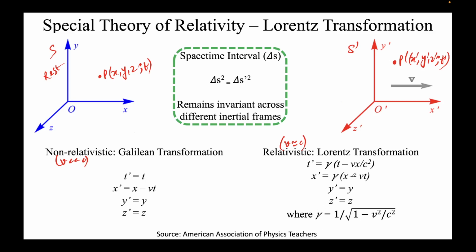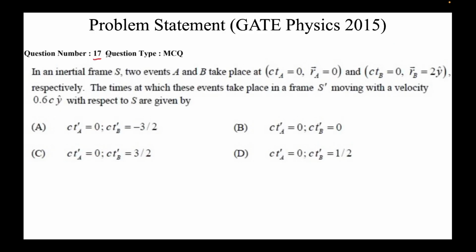So this is a very straightforward derivation. You can refer to textbooks, but this is the thing that's very commonly used. Note that y and z did not change because the movement of this S prime frame was only in the positive x direction. Now, coming back to the problem, before we start solving it, it's good to have some pre-checks. So what are they?